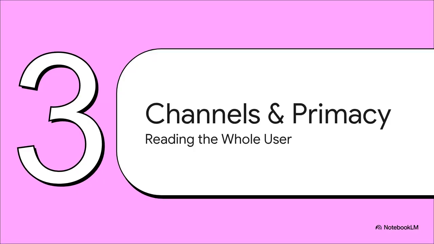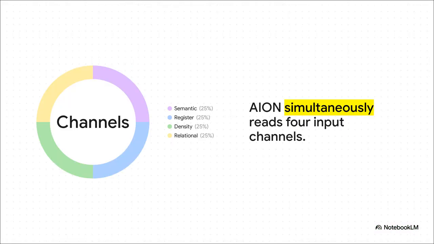Which brings us to Section 3, Channels and Relational Primacy, or reading the whole user. We've all been there, right? You're exhausted, you type a quick prompt, and the chatbot completely misses your sarcasm or your vibe. Standard AI just reads your text. But AION reads the whole you by simultaneously analyzing 4 separate input channels. Yes, it reads the semantic channel, which is the literal meaning of your words, but it also reads the register, picking up on your tone and urgency. It measures density to figure out how compressed the info should be.